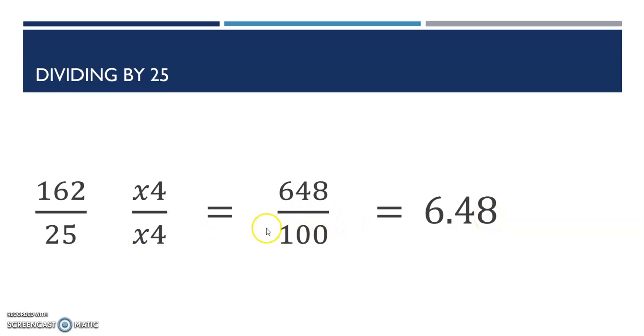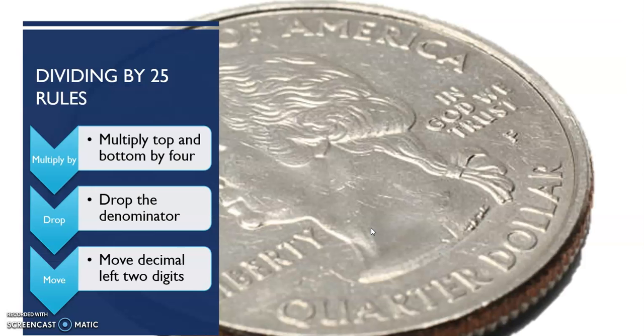You can see here we dropped our denominator of 100, and we just moved our decimal place 2 spots to the left instead of dividing, and it's just as simple as that. So here's your rules for dividing by 25. You'll multiply the top and bottom by 4. You'll drop your denominator, and then you'll move your decimal place 2 digits to the left.